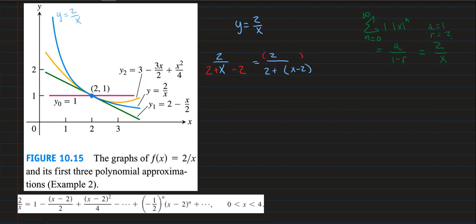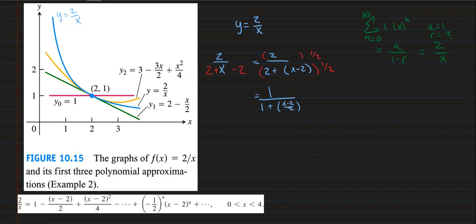Factoring out a 2 is the same thing as multiplying both the numerator and the denominator by 1/2, because that will give me a 1 in the numerator and also a 1 right here. So when I multiply 2 times 1/2, I get 1. And when I multiply 2 times 1/2 down here, I get 1 plus, and then I'm left with x minus 2 over 2 right here.